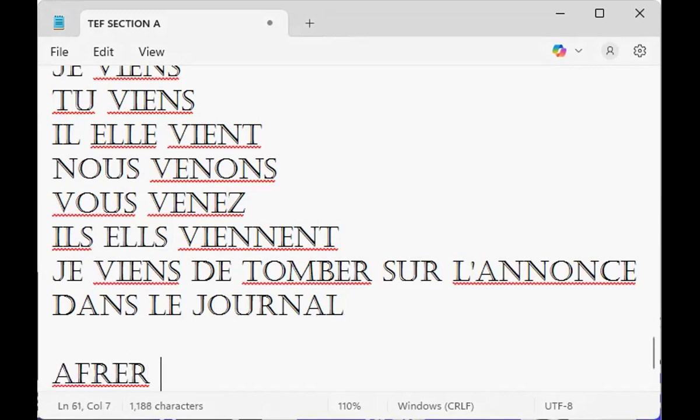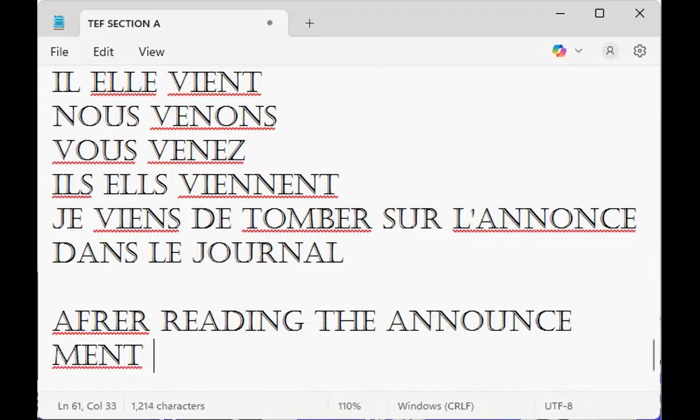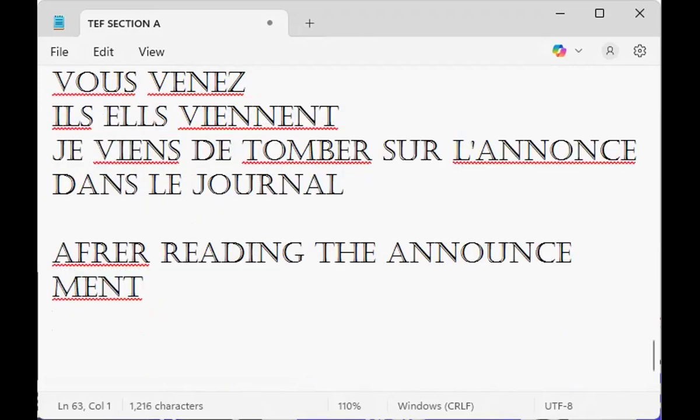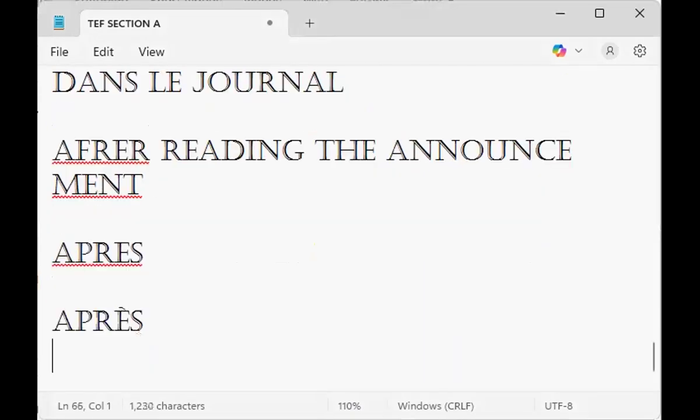If I say after reading the newspaper, after reading the announcement, how to use these types of sentences: after reading, after speaking. What is after? Après. After is après. C'est clair. Après: after reading, after learning, after meeting with you, after talking to you, I feel very good. After blah blah blah. That's the sentence structure.